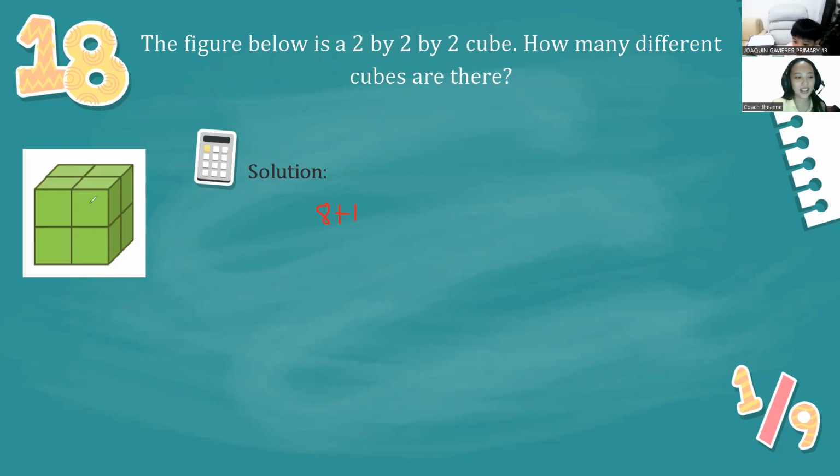So we added 1 here because there are 8 small cubes. That was 2 by 2 by 2, which equals 8. But for the total number of cubes, we have to include the bigger cube. So that is the bigger cube, that is 1. So we have to add 1. So the answer is 9. Is that clear? Okay, let's continue.